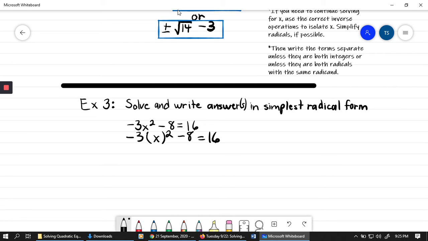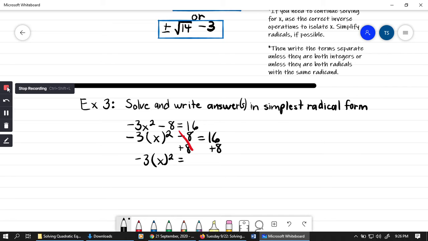So that part that's being squared needs to be isolated by itself, and if we're going to do that, we're going to have to add 8 to both sides of the equal sign. That's going to get that to cancel the 8s. We're still going to have -3 and x squared, and this is going to be equal to 24. And then from there, we've got to divide both sides by -3.